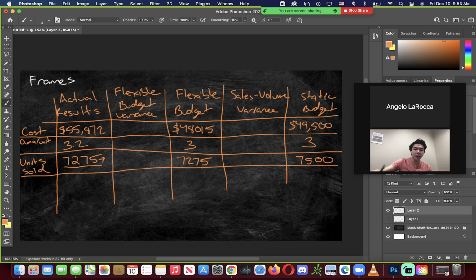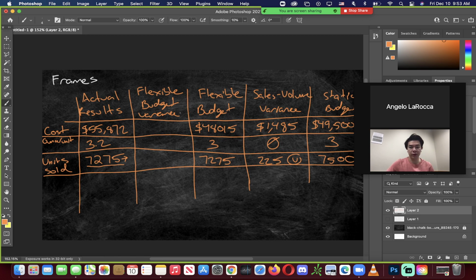There you go. And now we can do a couple of variances. The variance here is going to be 225, unfavorable. This is going to be 0. And then right here is going to be 1,485. And now what else do we have here? We can do the variance here as well: 55,872 minus 48,015 is 7,857. The variance here is 0.2.